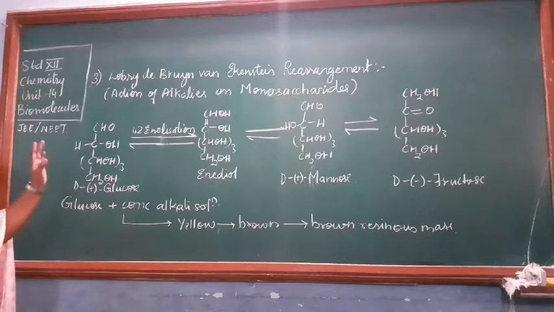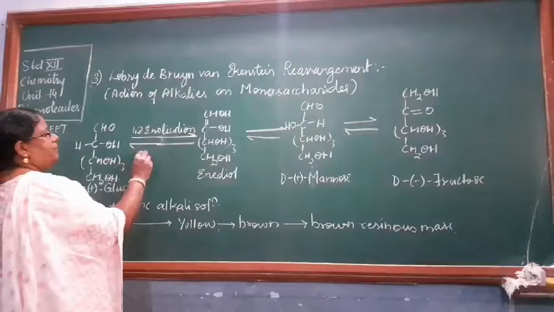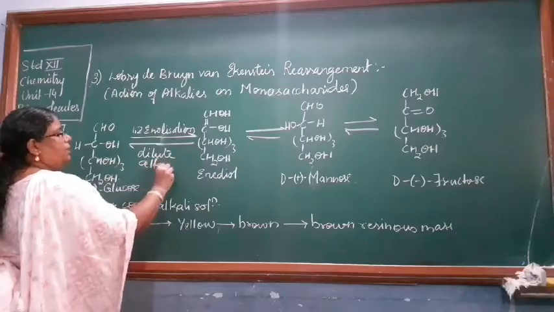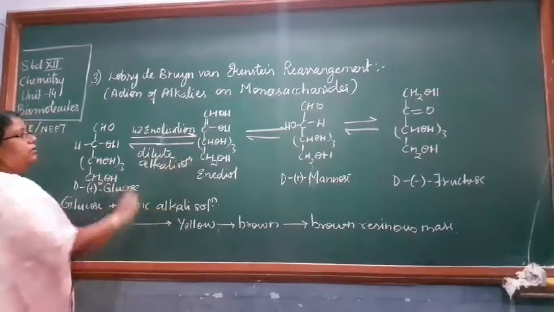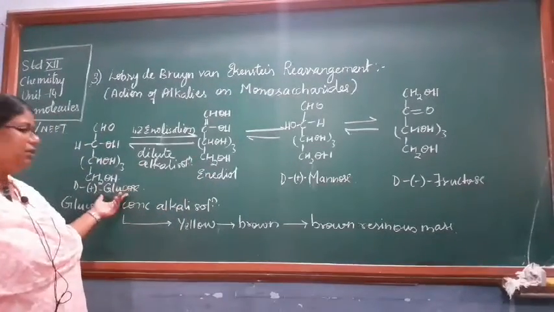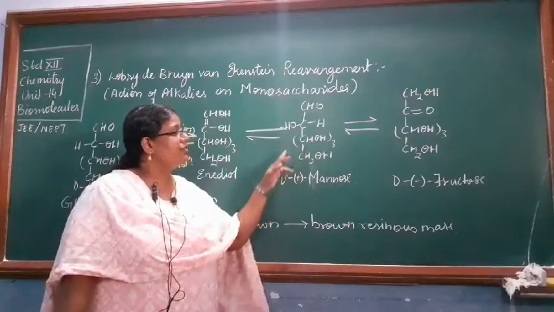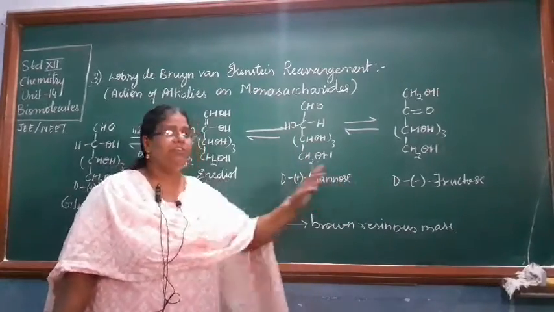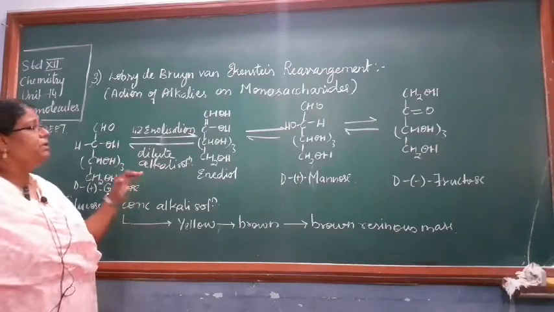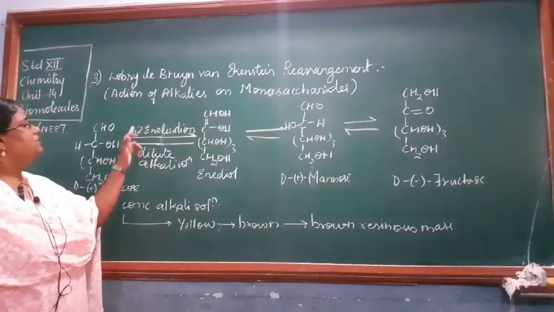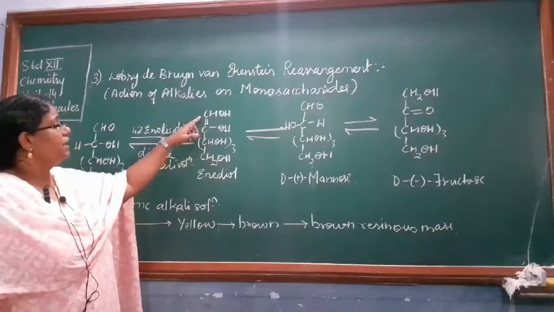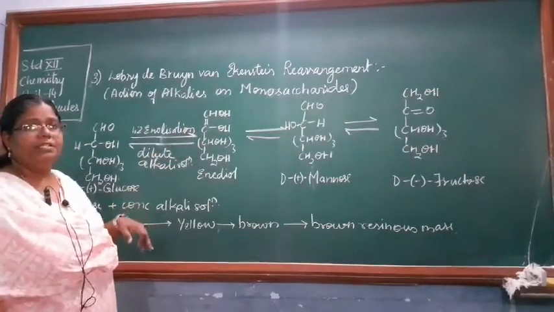Now, suppose you are treating your glucose with dilute alkali solution, then what is happening? You get an equilibrium mixture of D-glucose, D-mannose, this is the structure of D-mannose, and D-fructose. So, you get an equilibrium mixture, and this equilibrium mixture exists by a process which we call 1,2 enolization. This is the enediol you get. You can see here that at the first and second carbon the double bond is there.